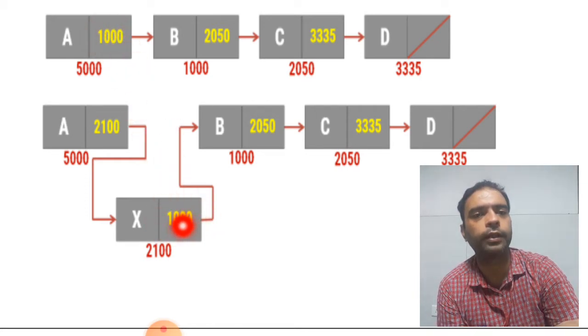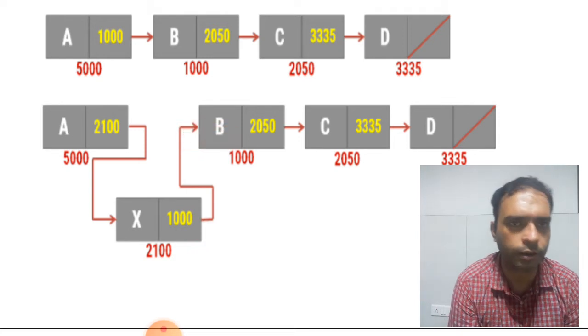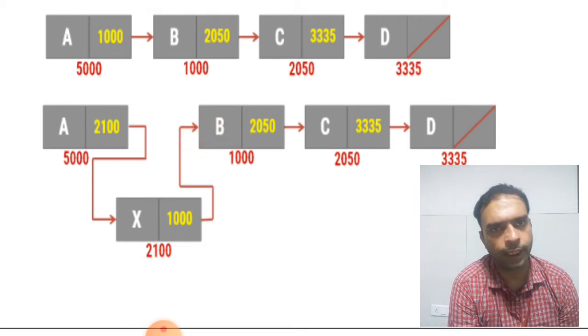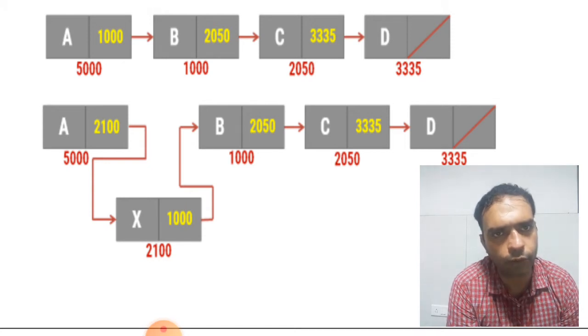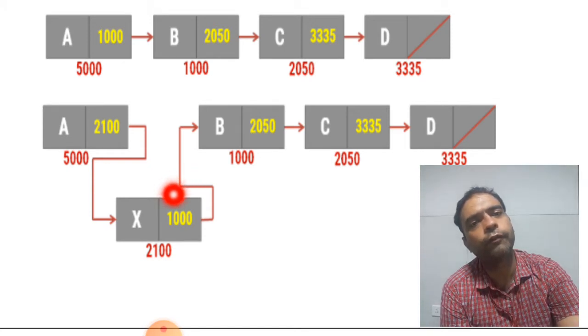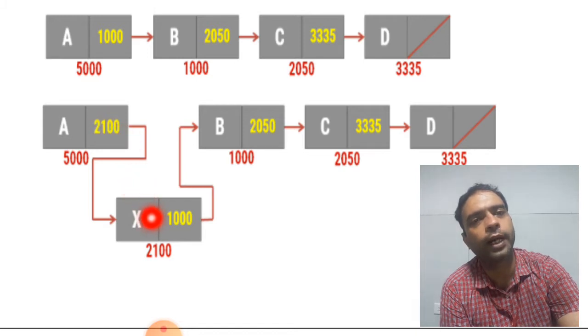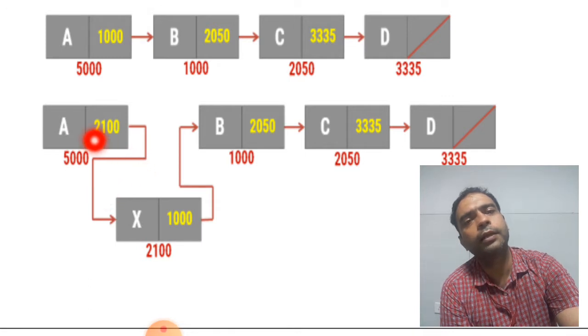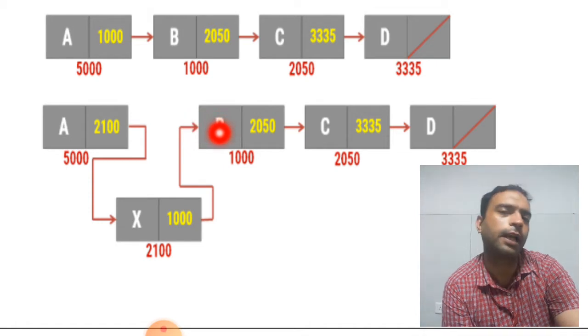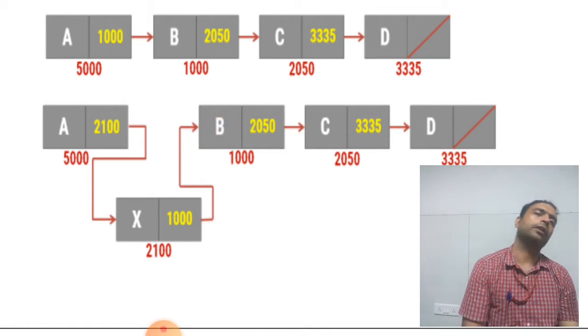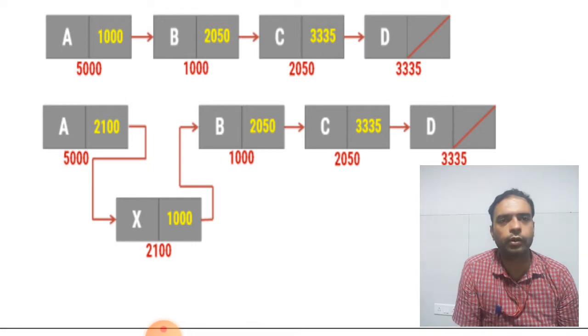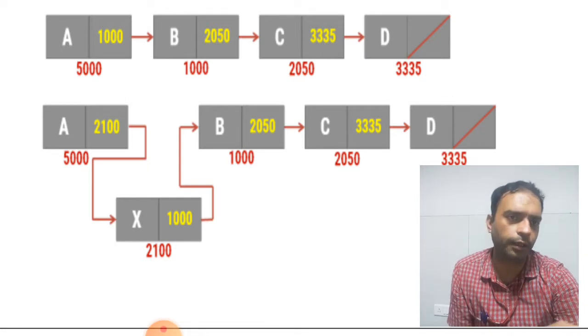Now what will happen, this is showing the address of the next node, that is B. That new node is showing the address of the next node, that is B. Now finally we have to replace this address in A with the address of this new node, that is 2100. Then finally A will show the address of the next node, that is X, and finally X will show the next address B. So that is an insertion operation that is more efficient in this linked allocation, we can say.